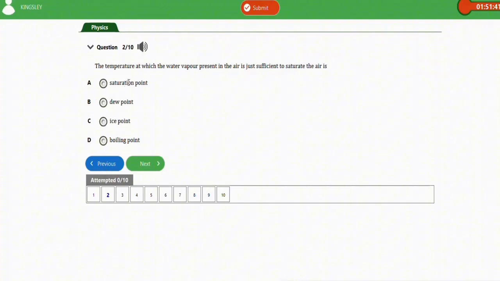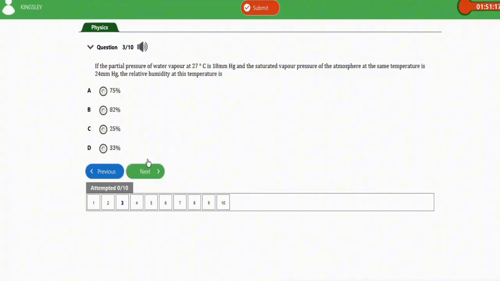Next repeated question I have here says, the temperature at which the water vapor present in the air is just sufficient to saturate the air is, we have saturation point, we have dew point, option C, ice point, option D, boiling point. So the correct option to this question is option B, which is dew point. Alright, so let's go to the next repeated question, which is this one.